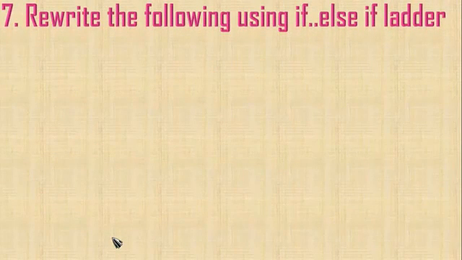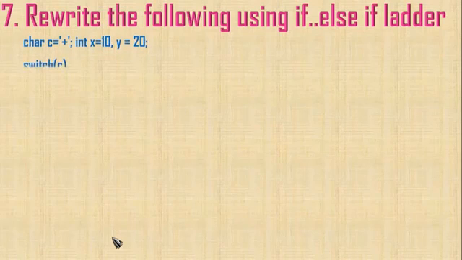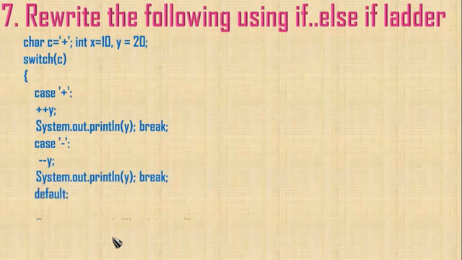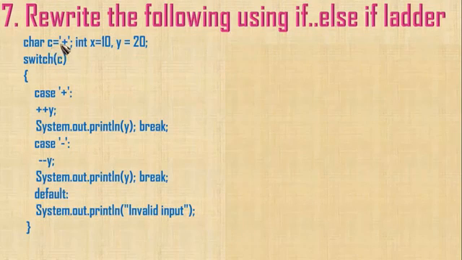Rewrite the following using if else if ladder. Here character C is initialized as plus character, int x is equal to 10 and then y is equal to 20. Switch C, case plus. So if it is plus means it will add y once and then it prints y, breaks. If case is minus symbol, so it will decrease the y's value once and then it will print y. Otherwise default value is given invalid input.